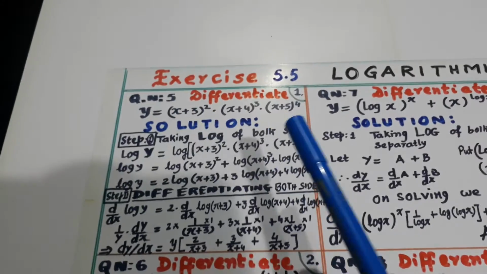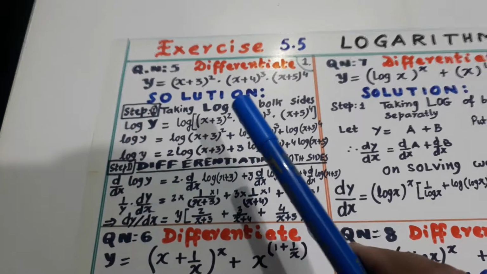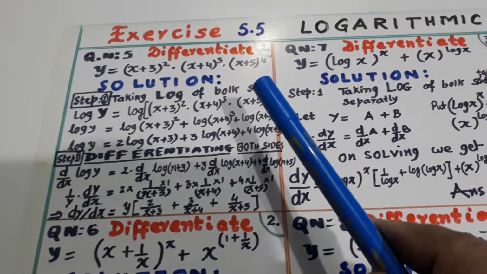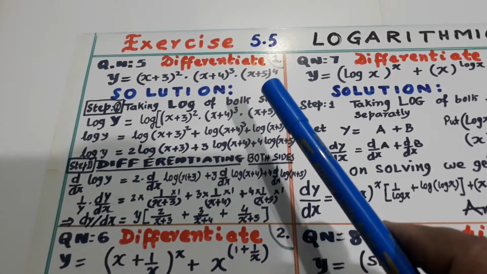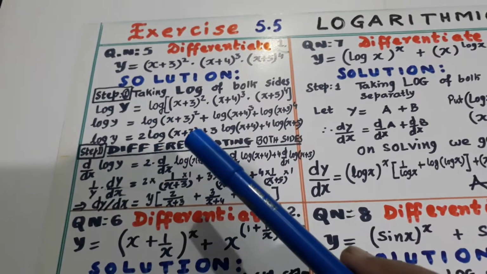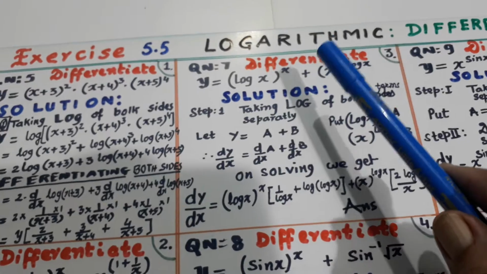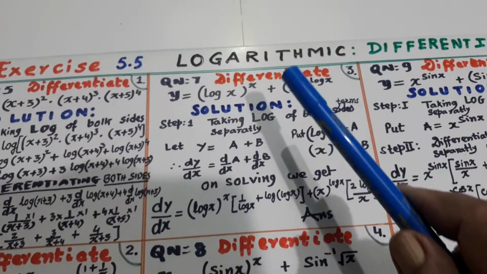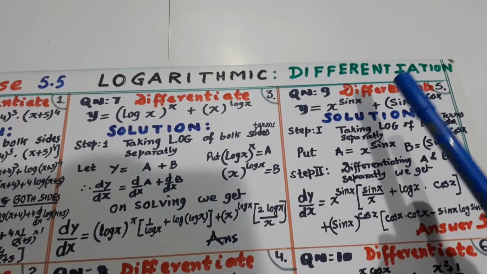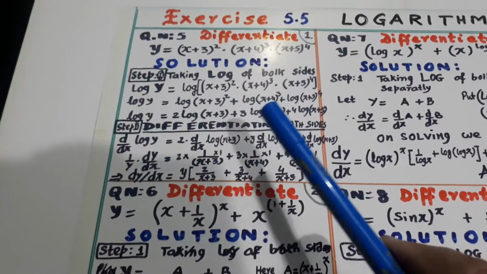Question number 5. Differentiate y equal to (x plus 3) square into (x plus 4) cube into (x plus 5) raised to 4. The solution is like this. It involves 2 steps. Firstly, we will take log. Look here, it is logarithmic differentiation. Log comes first, then comes differentiation. So firstly, we will take log. Taking log of both sides.